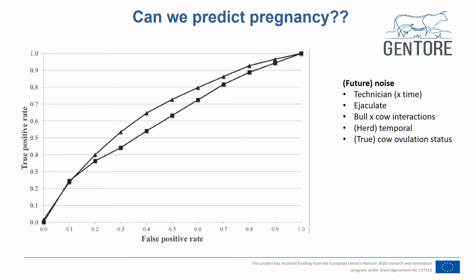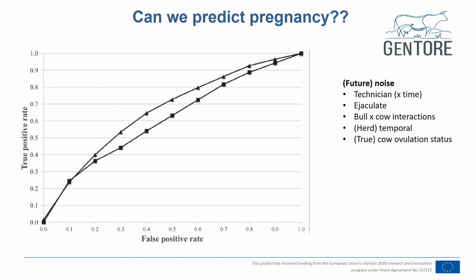But this was from one of the pieces of work we've done. We're doing this again in Gentor, and when you stand back from it and think, it really is going to be difficult to predict when a cow is going to go in calf. And just to give you some examples of the noise or the future noise that could appear, because you don't know a lot of these effects a priori, such as the AI technician. So what AI technician is going to come tomorrow to inseminate the cow?